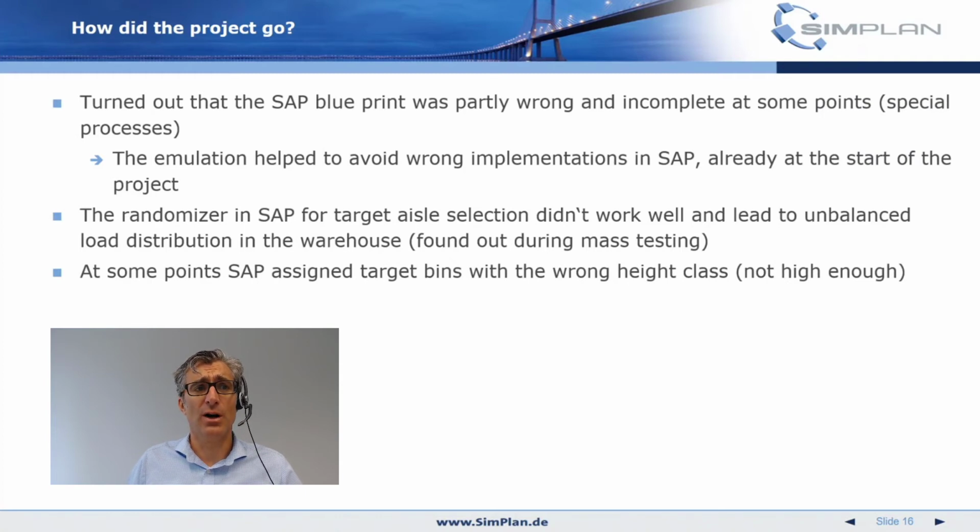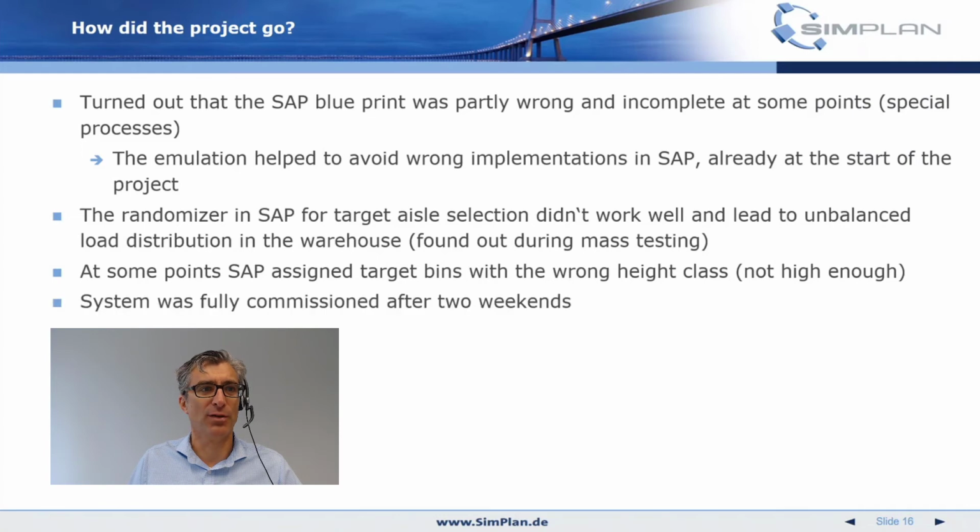And it also was found out that at some points SAP assigned wrong target bin height classes. So the bin was not high enough for the pallet. And you can imagine that in reality, this is a very bad situation when you try to put a pallet that is too high for a certain bin into it. So this can become very messy. So this was very important for the SAP team to find that bug before they went on site.